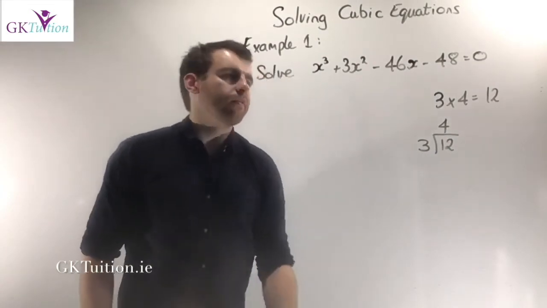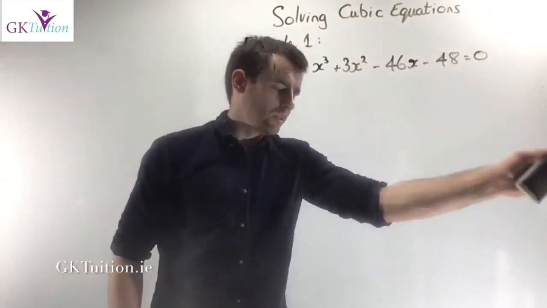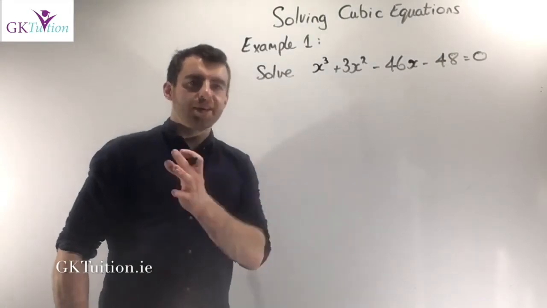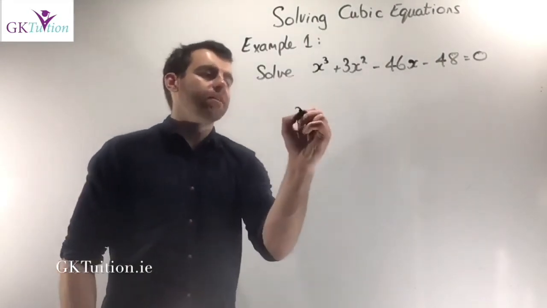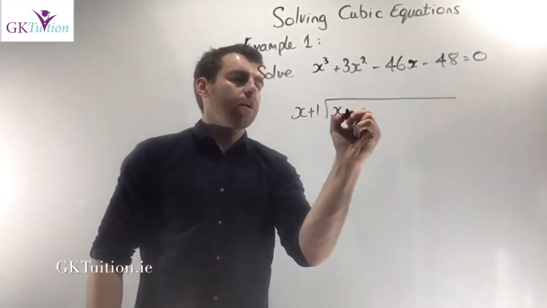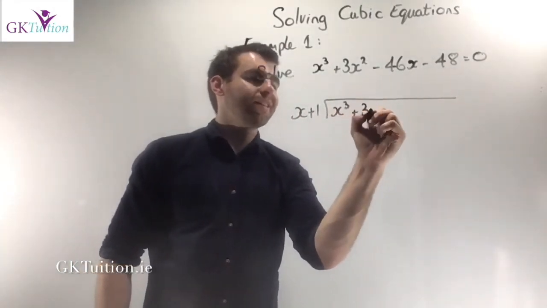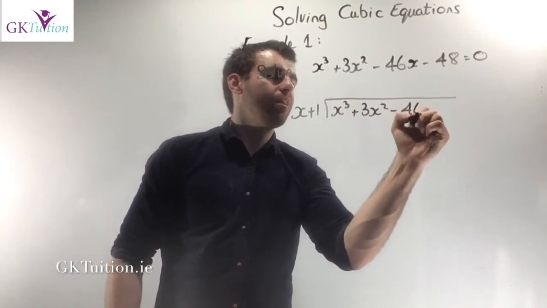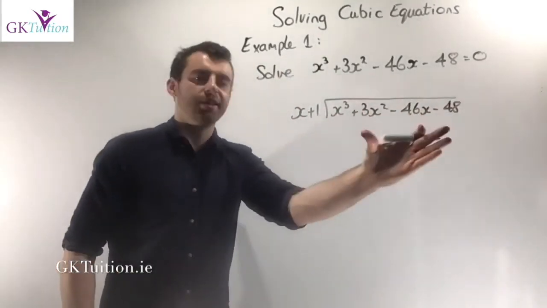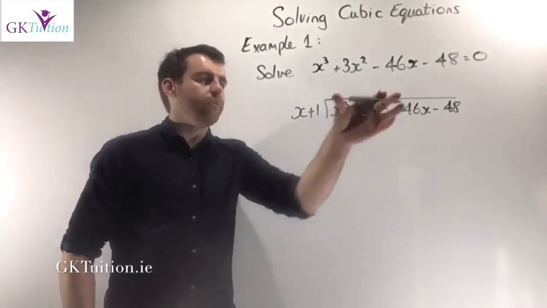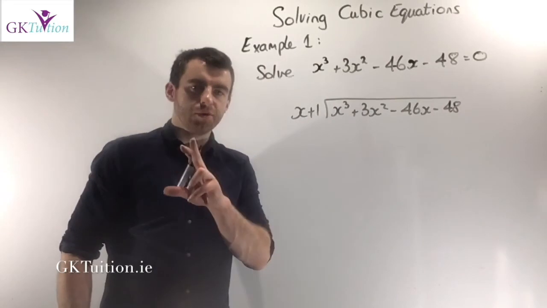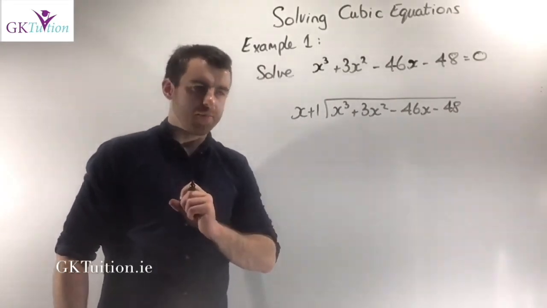So if you know one of the factors of the cubic, you simply use long division to find the other factors. From what I did in the previous part, I've identified that x plus 1 is a factor of the cubic. So I'm going to use long division, and this is going to be the same as the way we did long division at junior cert. I'm simply going to divide the factor I know into this cubic, and that's going to give me a quadratic on the top, which I can factorize and solve to get the other 2 roots of my cubic.